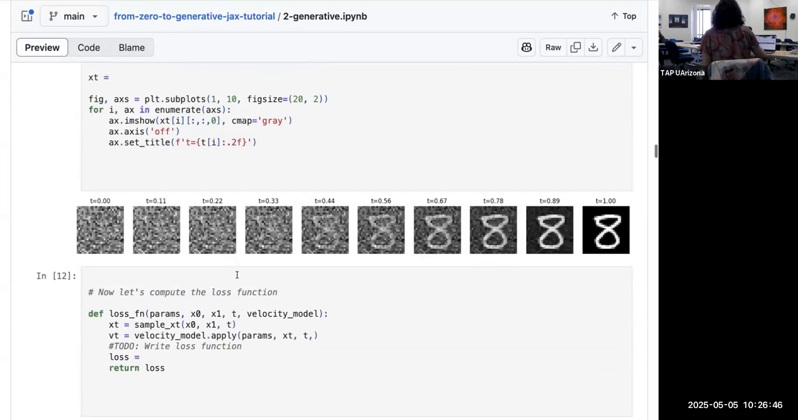So if we look at this image there, at time 0 it is just Gaussian white noise. At time 1 is my data. But what you can see, that's an 8 already, so only the last box is missing there. Here you have white noise, and here you have your data distribution.